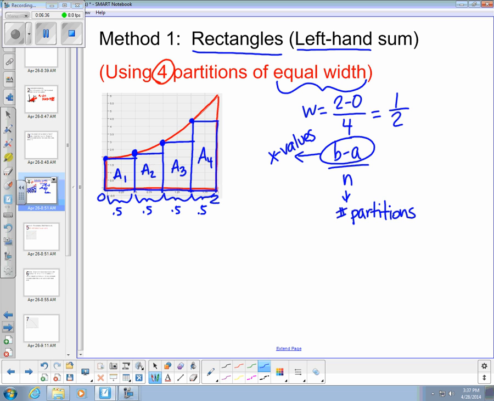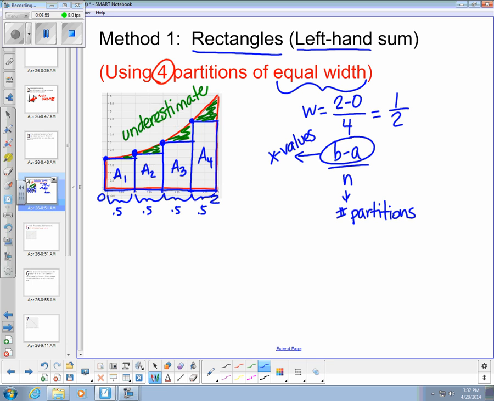Now I want you to notice that this is going to be an underestimate because we're cutting off all of these parts that I'm shading in green. That's part of our original area we wanted, but we're not going to include that in our estimate. So this is going to be an underestimate. It's not quite going to be high enough, but remember we're approximating.